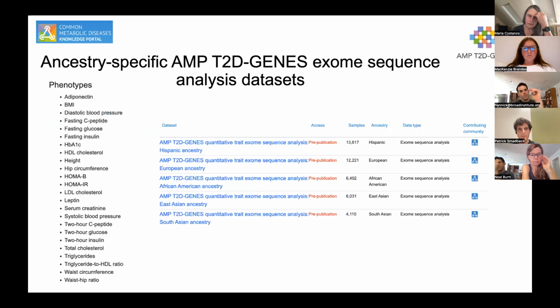We've also updated our exome sequencing results in the portal. You may recognize the AMP T2D-GENES consortium, which did exome sequencing of about 50,000 samples. We've had the type 2 diabetes results in the portal for a while, and also some of the quantitative traits from a subset of these individuals. These were called the 13K exome data sets. But now we've added the associations for all of these 24 quantitative traits from all these different ancestries from this data set. And these replace the 13K from before.